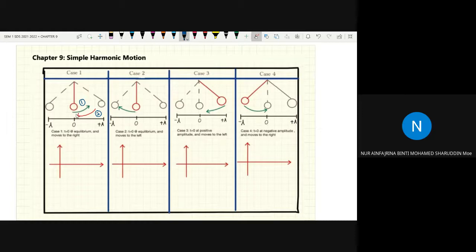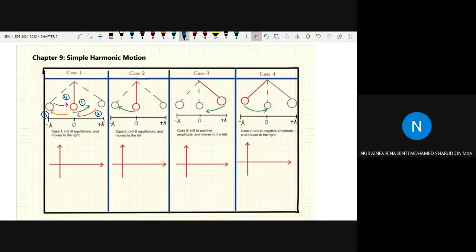Selepas dia dah sampai dekat equilibrium, dia akan move to the left. So now dia akan move to the left. So this is the third step, to make one complete oscillation. So lepas dia dah move to the left, dia akan patah balik ke equilibrium. Okay, it will return to equilibrium position. So this is your fourth step.